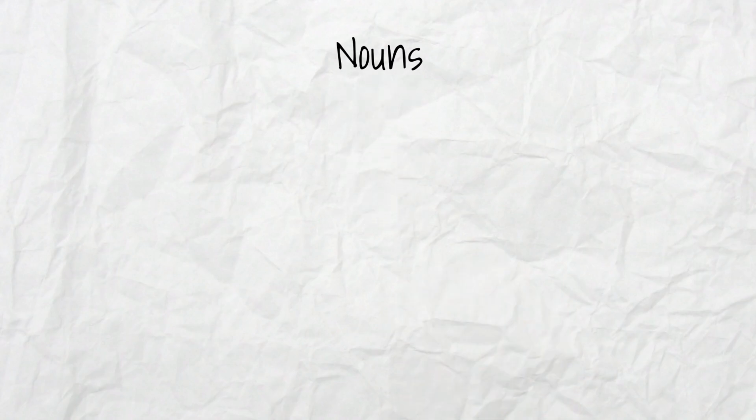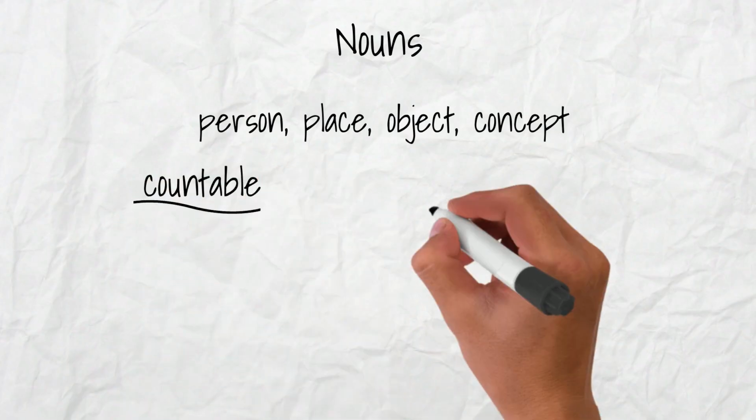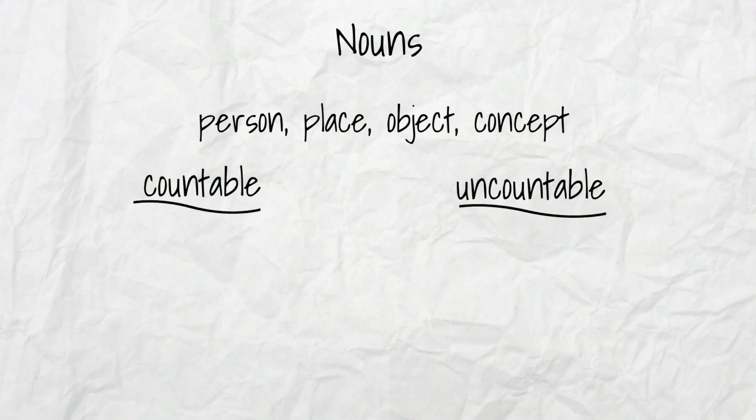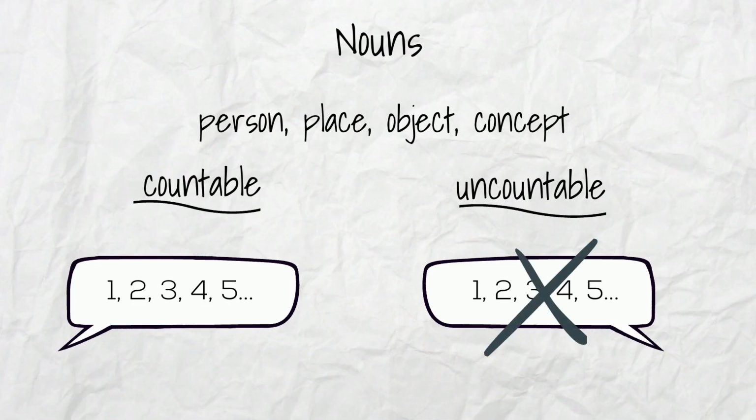A noun is a word that names something such as a person, place, object, or concept. In English grammar, nouns can be countable or uncountable. As their names suggest, countable nouns are nouns which can be counted, while uncountable nouns cannot. Let's look at this in more detail.